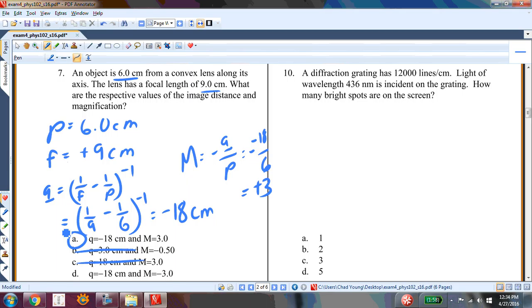A diffraction grating has 12,000 lines per centimeter. How many bright spots are on the screen? So remember, with the bright spots, I need to figure out what is the order number for the maximum number of bright spots, and then I'll need to count up the actual number of bright spots. So first, let's figure out what is M. First, I have to find out d, 1 over 12,000, just like we did before.